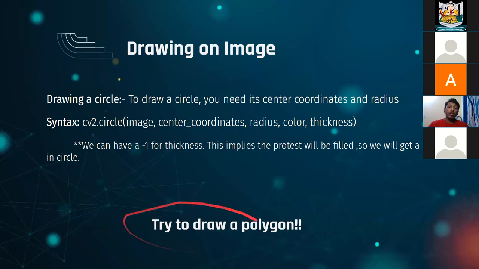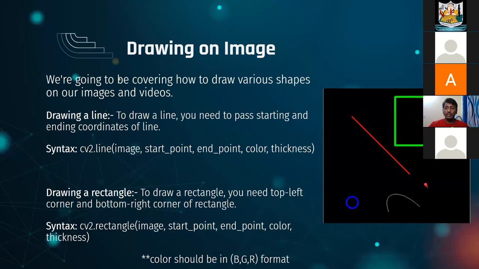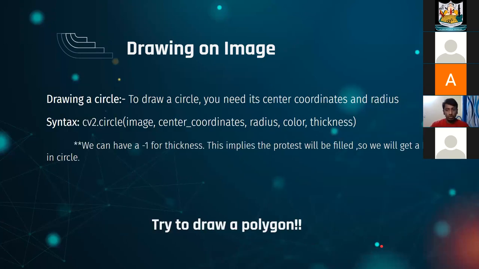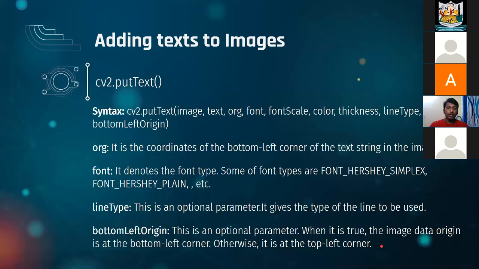That's how you can draw a polygon. You can either use lines and make a polygon out of it, or you can use a specified function which you can find. Now next, adding text to this.